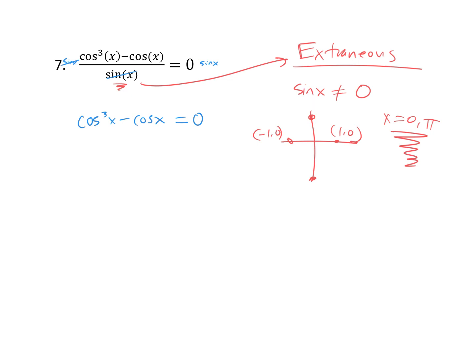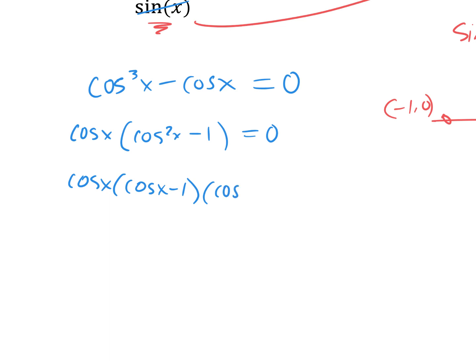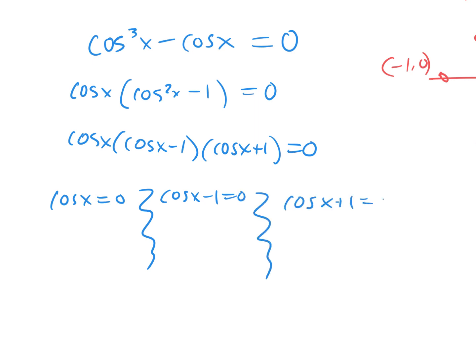Okay, so then from here, we need to factor. I have the cosine to the third power of x minus cosine of x. I'm going to factor out a cosine of x to start with, and I'm left with cosine squared of x minus 1. Then I'm going to factor the cosine squared of x minus 1 into the cosine of x minus 1, cosine of x plus 1. And then I'm going to use the zero product property. So where is the cosine of x equal to 0? Where is the cosine of x minus 1 equal to 0? And where is the cosine of x plus 1 equal to 0?